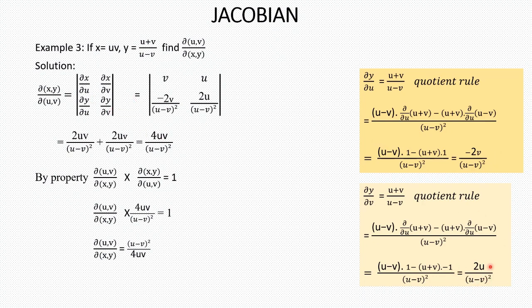Find the value of the determinant. v times 2u divided by (u minus v) whole square, minus u times minus 2v divided by (u minus v) whole square.